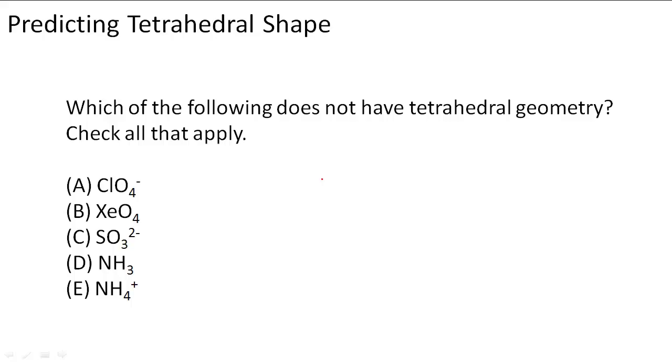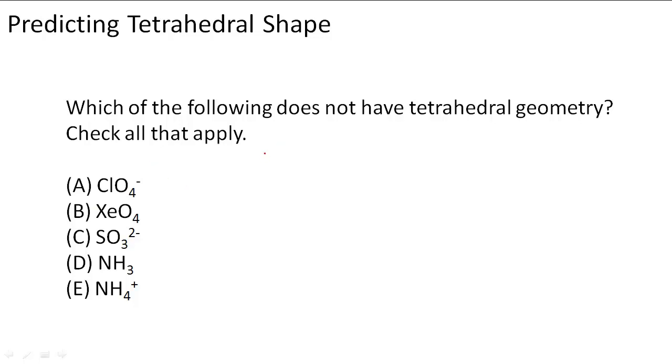Predicting tetrahedral shape. In this example problem, it says which of the following does not have tetrahedral geometry. So we check all that apply: A, B, C, D, and E.